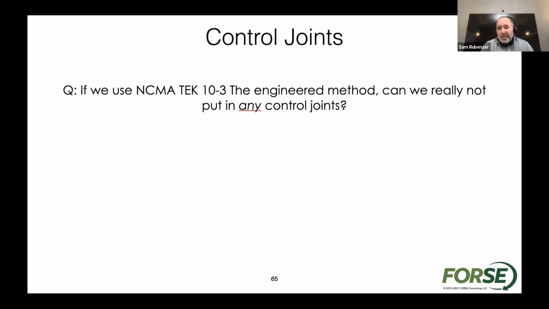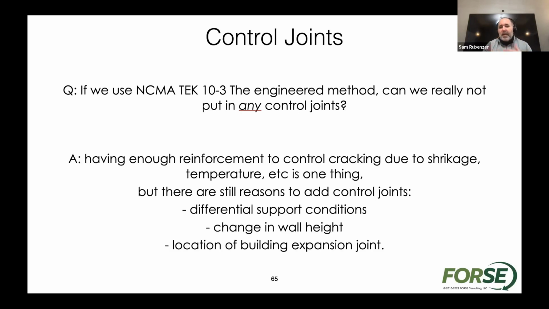And this is another question. When I'm talking about eliminating control joints, if I use the NCMA Tech Guide 10.3, the engineered method, can we really not put any control joints in buildings? And the answer is yes and no. I mean, you have enough reinforcement in it to control cracking, but there's still other reasons to add control joints.